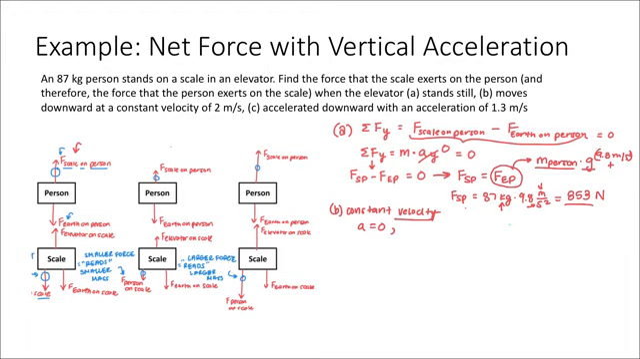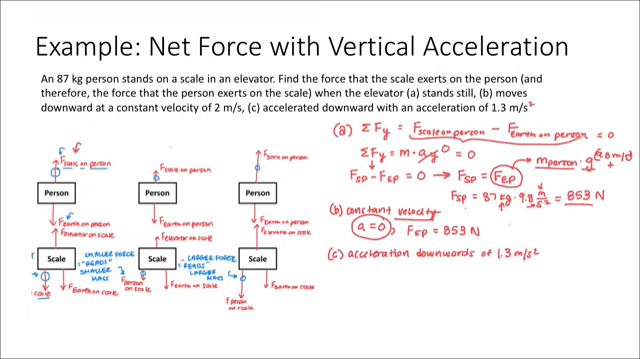There is no acceleration. The force upward, the scale on the person, must still be balanced with the force of the earth on the person. So I know then that the value won't change. It'll be the same as it was in part A, because, again, my acceleration is 0, both when I'm traveling at a constant velocity and when I'm not moving at all.